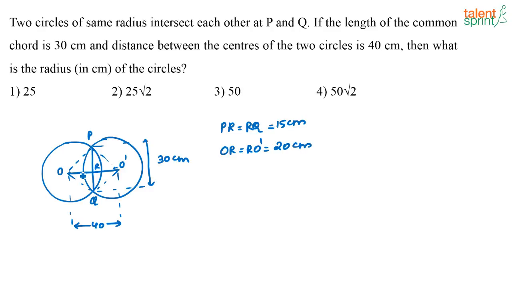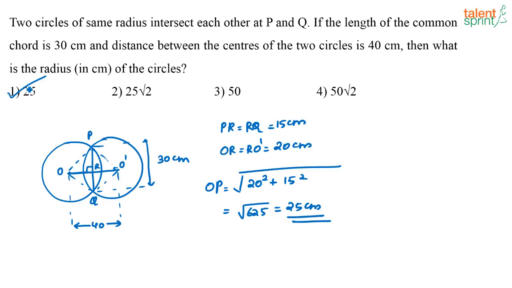Now what should I find? I have to find the radius of the circle, that is OP. So this is like a right angle triangle. OP is equal to root of 20 squared plus 15 squared, that is equal to root of 400 plus 225, that is root of 625, which is equal to 25 centimeters. Correct answer is option 1.